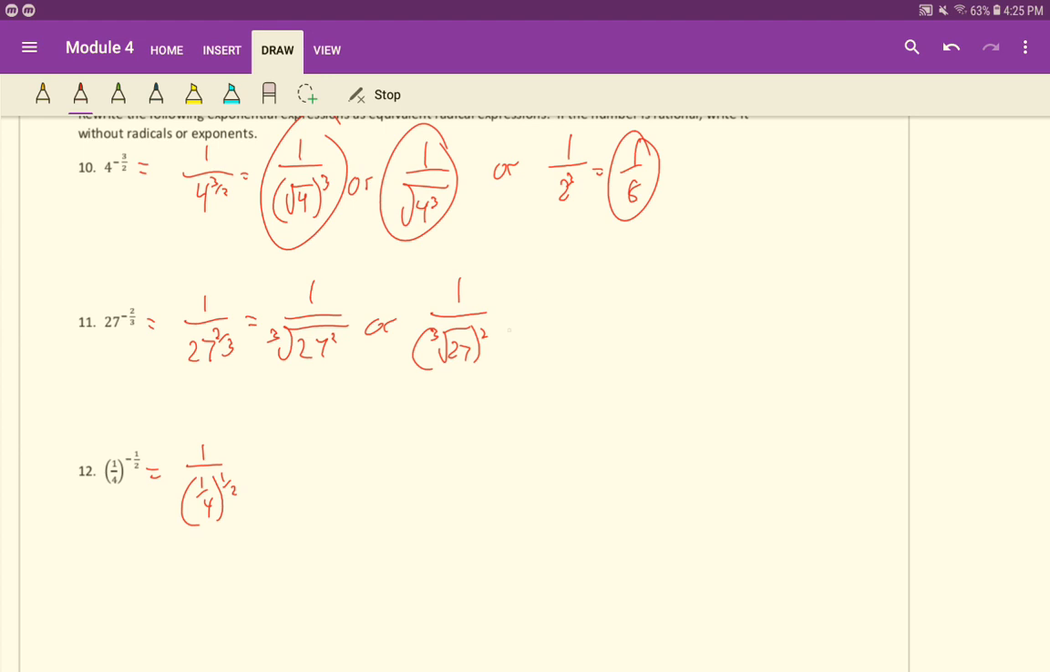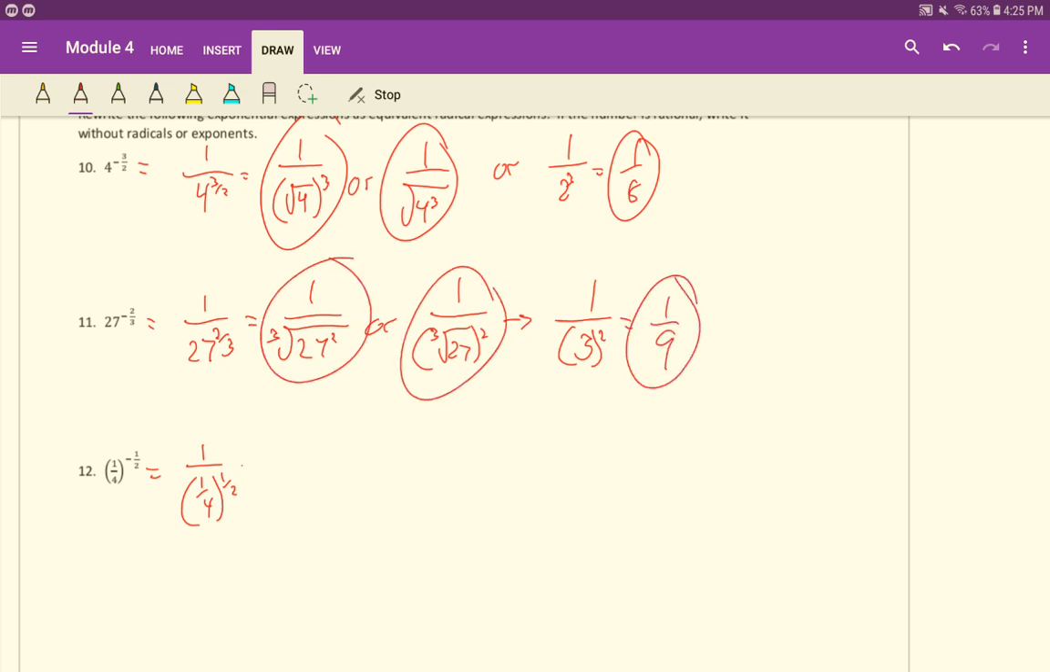Okay, and of course this simplifies, right? So for example, right here, the cube root of 27 is 3, and 1 over 3 to the second is 1 over 9. So you can also just say 1 over 9, but these are acceptable too.